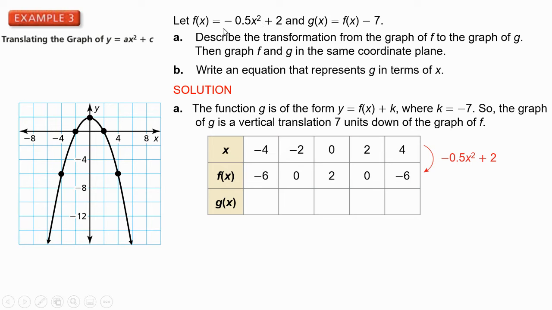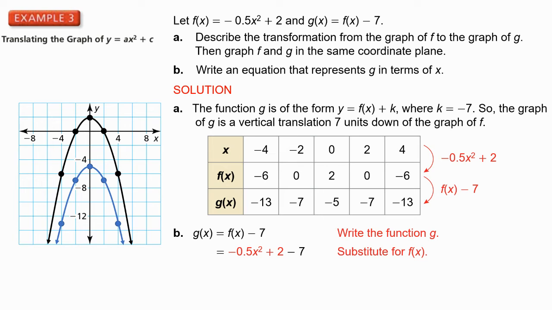And we notice that the negative is going to reflect the graph over the x-axis. The plus 2 is going to take the vertex and shift it up 2 units. And then the 1/2 out front tells us that it's a vertical shrink by a factor of 1/2. Now what we're going to do is take each of these values for f of x and subtract 7. So if we look here for g of x, whatever f of x is, we subtract 7. So each of these values, we're going to subtract 7. And then we have our new graph.